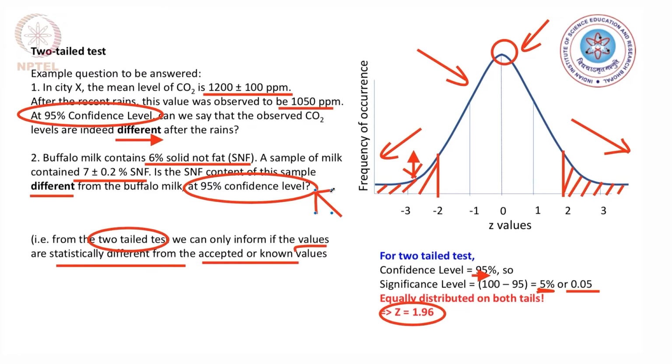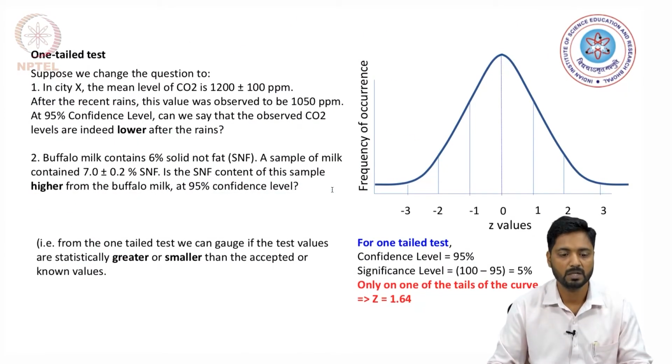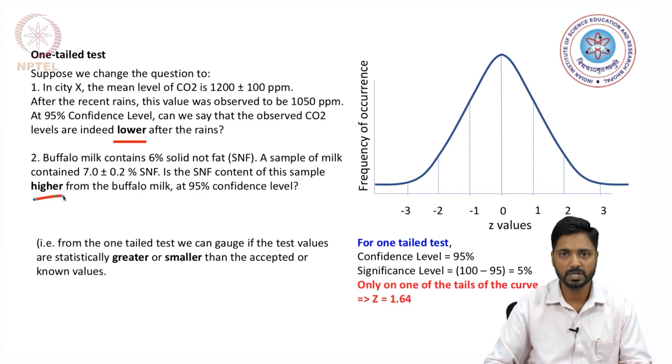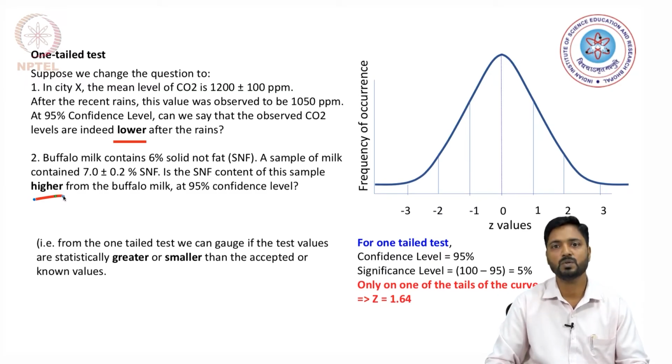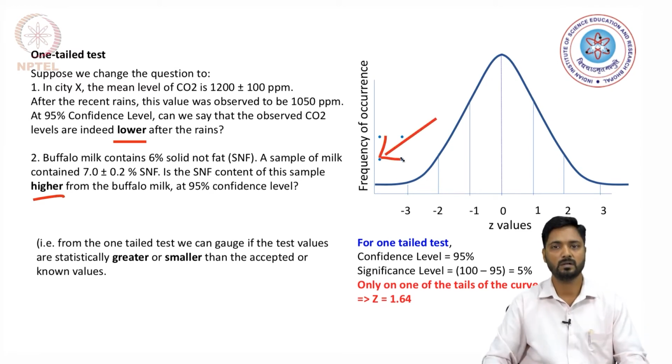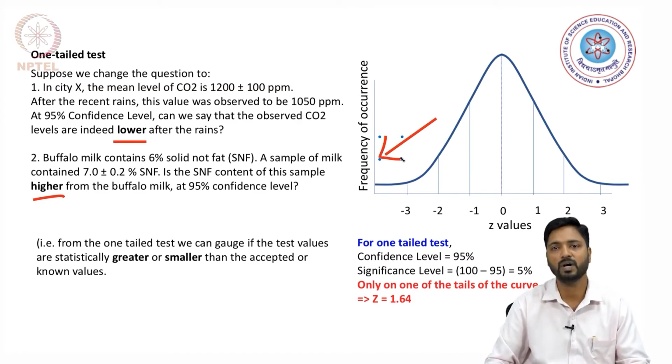Now, if we rephrase this question as to whether the readings are lower or higher, then in those cases we are concerned only with one of the two tails of the Gaussian profile. So, in those cases, if we want to tell whether a measurement is lower than the population mean, we will be using the left tail of the Gaussian profile.